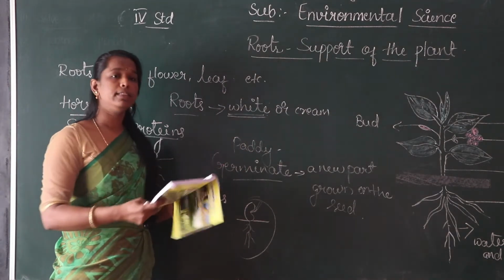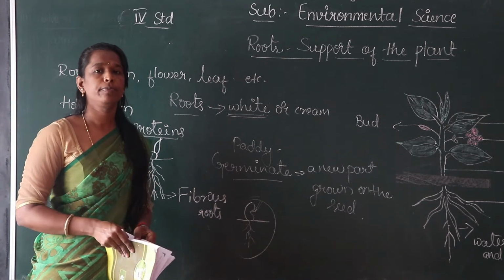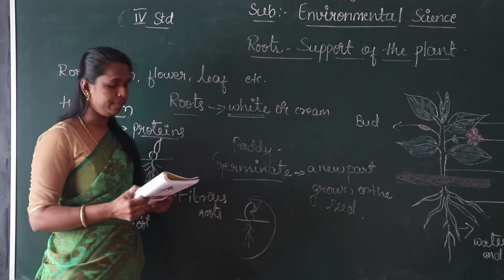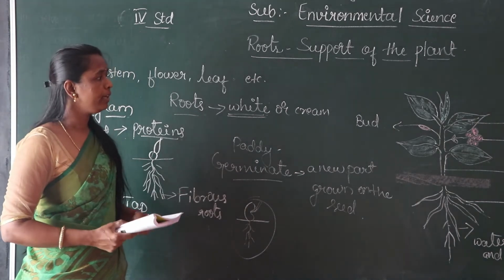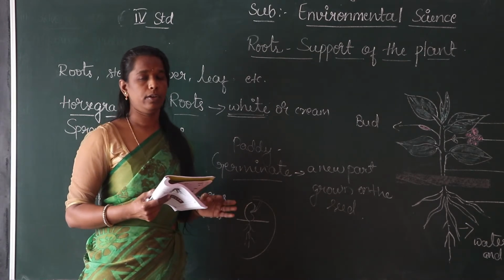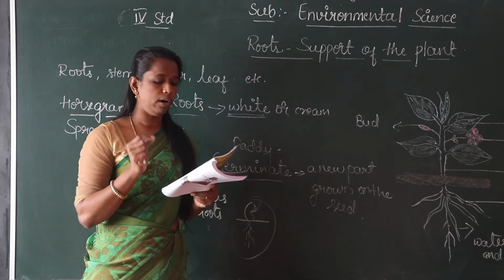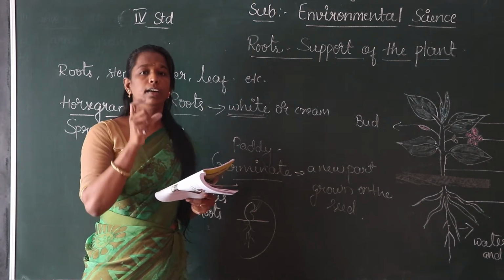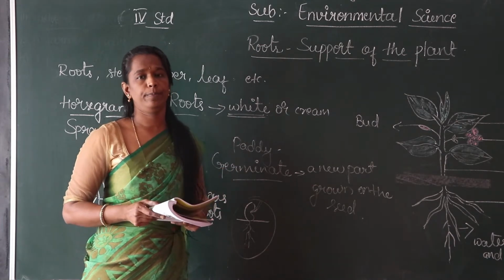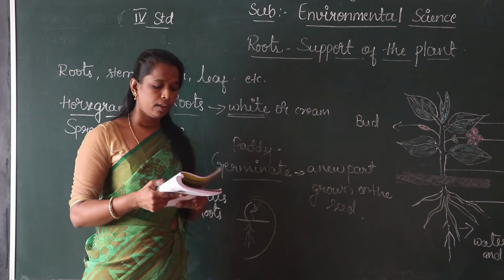So this seed needs sunlight and warmth. Warmth means heat, or it may be got from the sunlight. Here is one example. Take a bottle or a glass tumbler, children, and fill it with water. Add 2 drops of red ink to the glass tumbler.